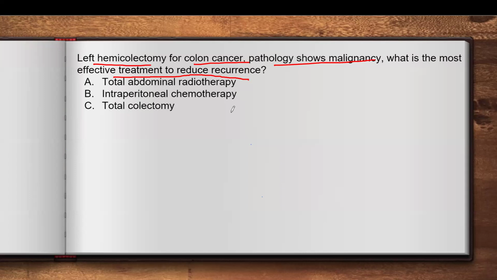Always try to follow the guidelines, doctors. There are only three options here. Okay. There can be two more options.